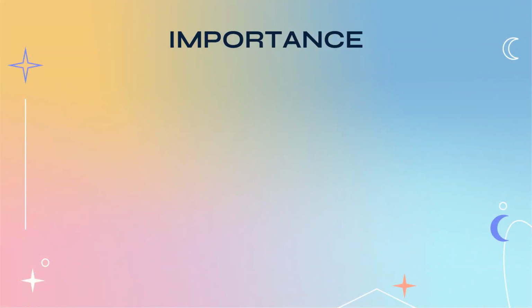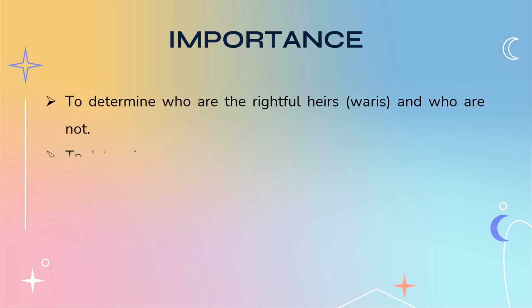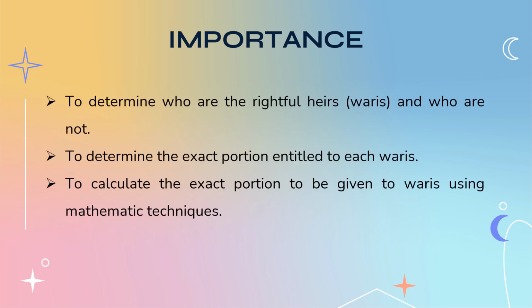There are three importance of Faraid. The first one is to determine who are the rightful heirs, or as we may call it as waris, and who are not. The second one is to determine the exact portion entitled to each waris. The last one is to calculate the exact portion to be given to waris using mathematical techniques.